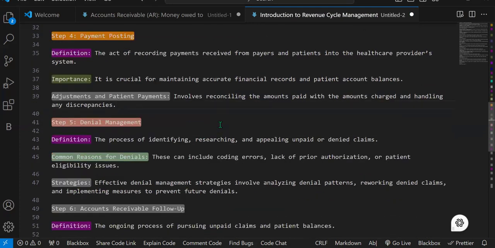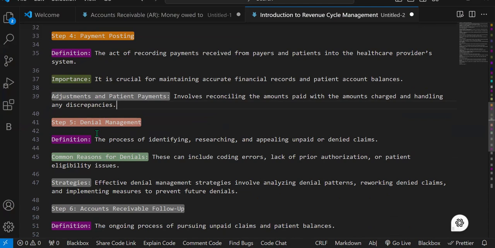Denial management is the process of identifying, researching, and appealing unpaid or denied claims. This step 5 is very important. We will work on this step 5 only. Every time we will get the denials. Why? Because there will be errors in the claim submission. That's why we get denials. So we have to work on denial management.